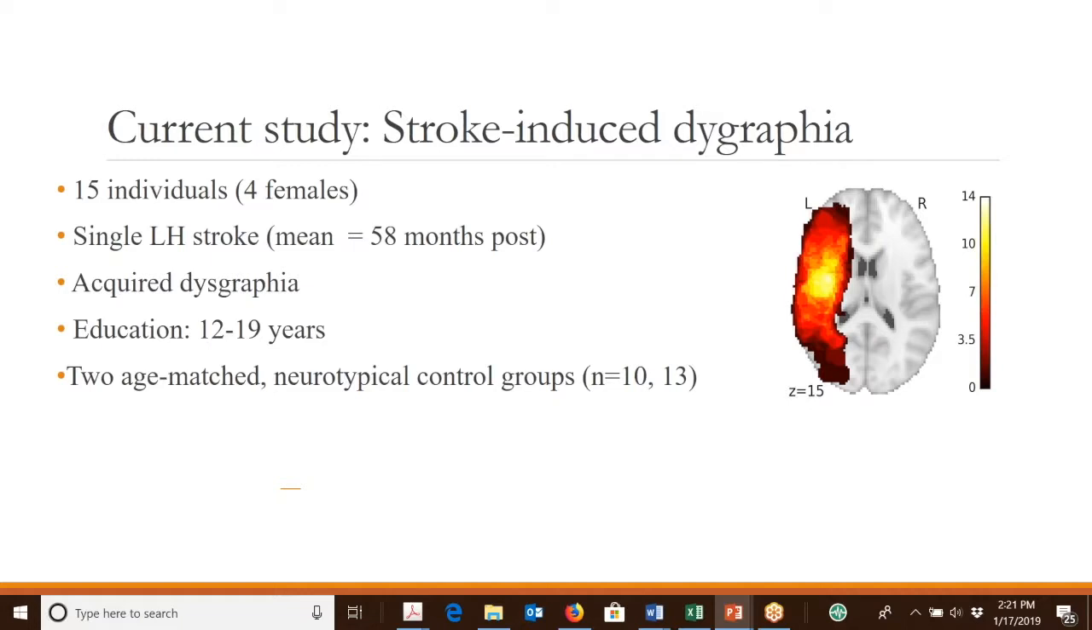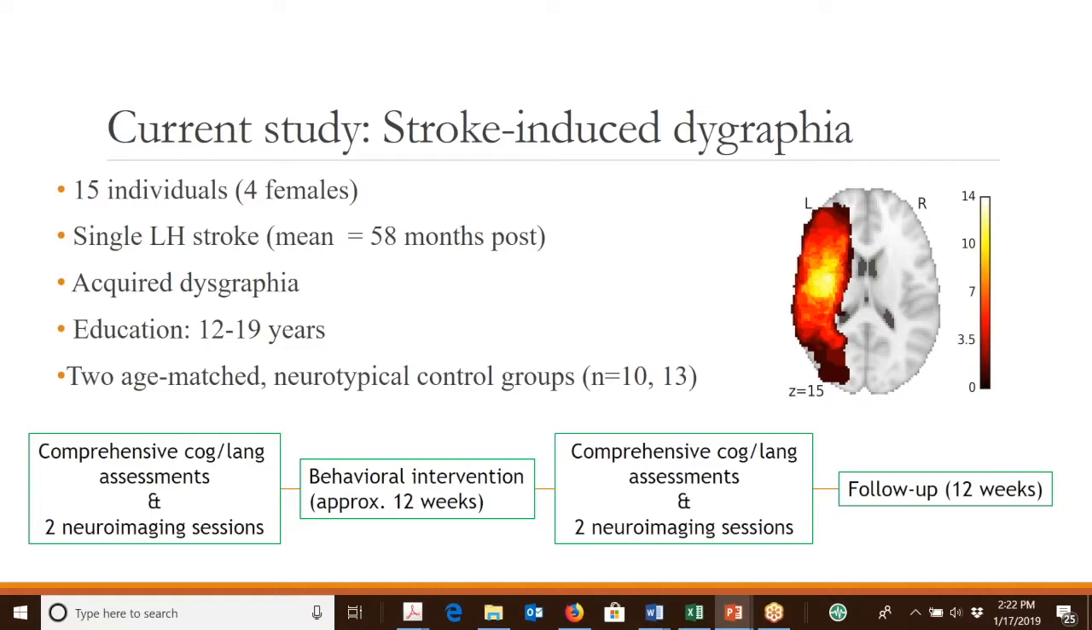So in the study that I'm going to be telling you about, we looked at individuals with dysgraphia as a result of stroke. We have 15 individuals, each with a single left hemisphere stroke. They are a relatively highly educated group. And we also had two age-matched groups of neurotypical controls. In terms of the structure of the study, individuals came in and had comprehensive language and cognitive assessments. They underwent two neuroimaging sessions. There was a behavioral intervention for about 12 weeks. Then we repeated the language and cognitive assessments and the neuroimaging sessions. And then we had a follow-up that was just a language assessment after 12 weeks. The period of the study for most individuals was about 10 months.